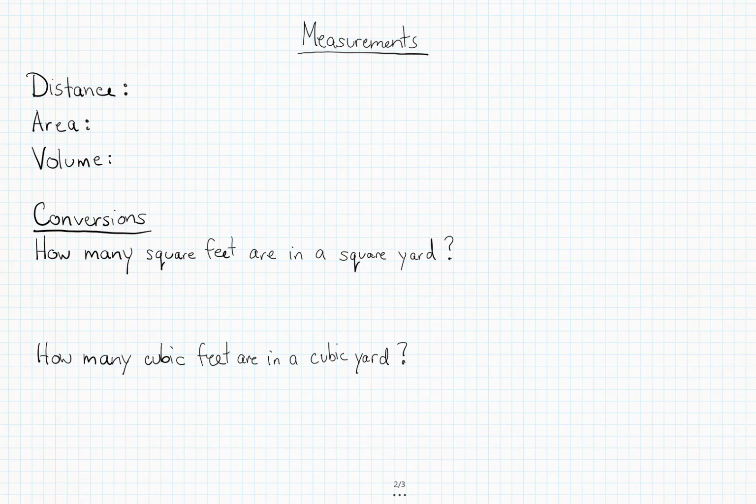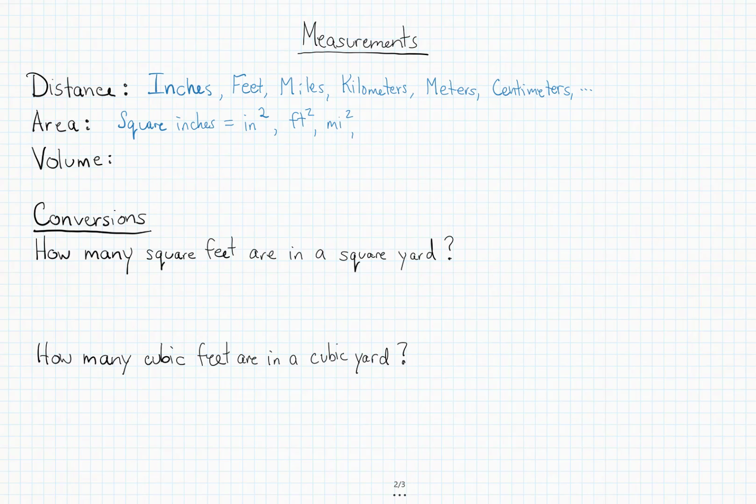The distances that you're probably familiar with are inches, feet, miles, kilometers, meters, centimeters, so on and so forth. And so you can have anything in that list appear, and we have some form of measurement that's a distance. And to build that to two dimensions, all we do is we square whatever we have, and we call it square inches, or you write inches squared, so you'll see the exponent appearing up there, or feet squared, or square miles, where you see miles squared, square kilometers, square meters, square centimeters, so on and so forth.